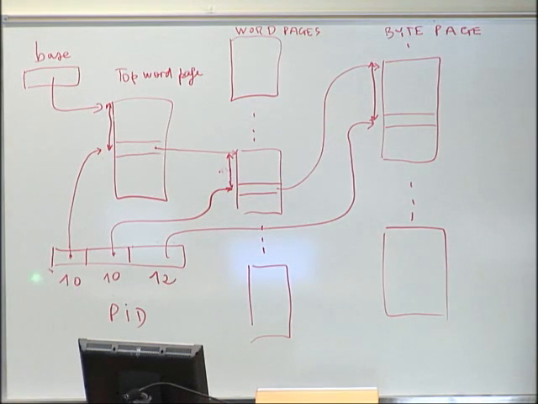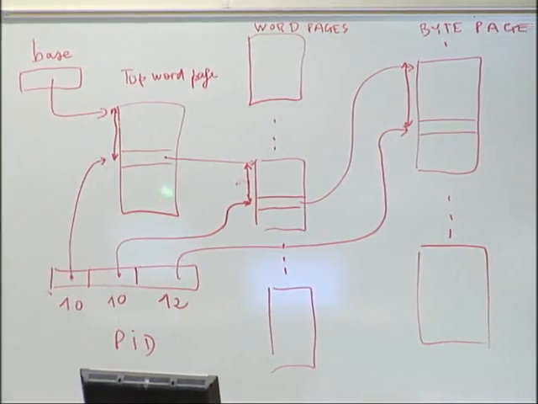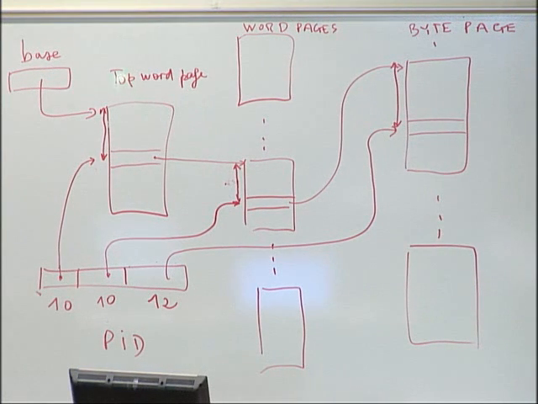So an IPA is a 32-bit address. It has 10 bits on top, 10 bits in the middle, and 12 bits on the lower part. We have the base address of a SLAT for a certain guest, and then a top word page, then a second level, and then a third level. The thing is extremely simple. These pages are of size 2 to the 10, the word page. So the 10 bits here address a certain element in this top page.